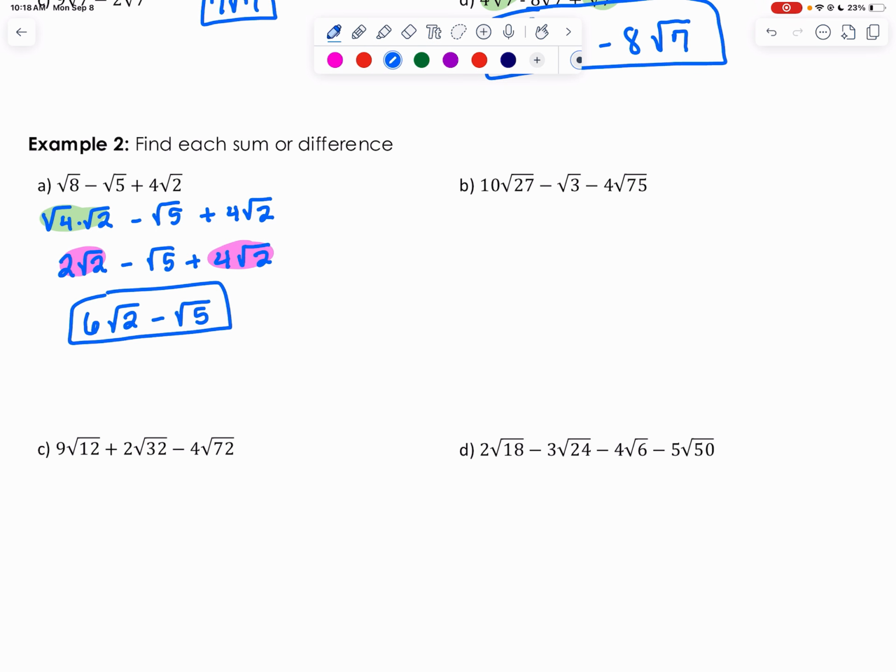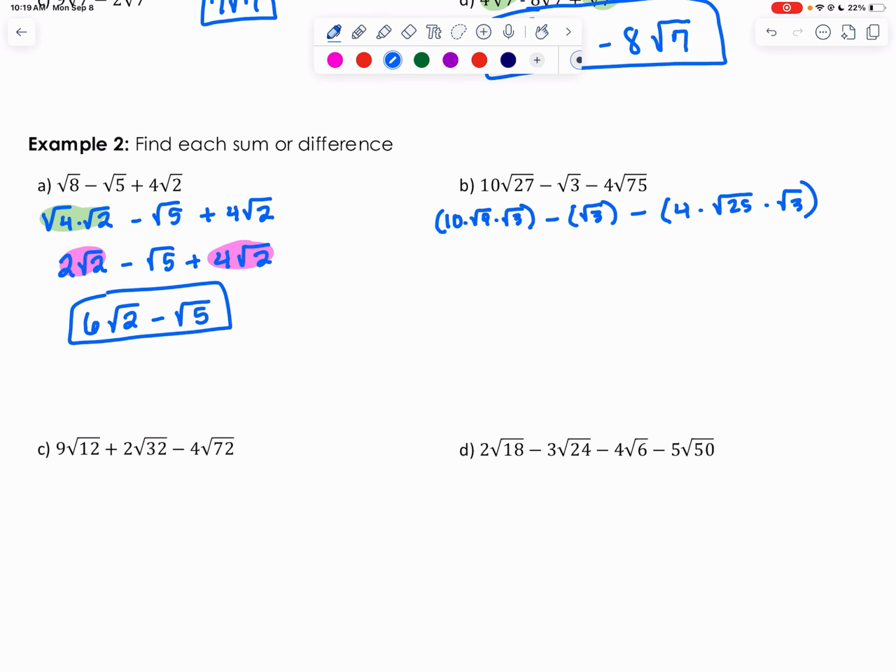All right, problem B. 10 square root 27 minus square root 3 minus 4 square root 75. So I've got a couple of radicals here that I'm going to have to simplify before I can add or subtract them. So let's start with the first one. We have 10. I can rewrite square root 27 as square root 9 times square root 3. Then we have square root 3 is already simplified. And then on the third one, we have 4 times the square root 75. I can break down as square root 25 times square root 3.